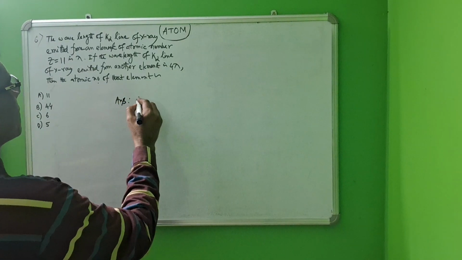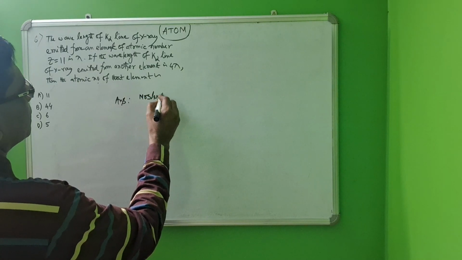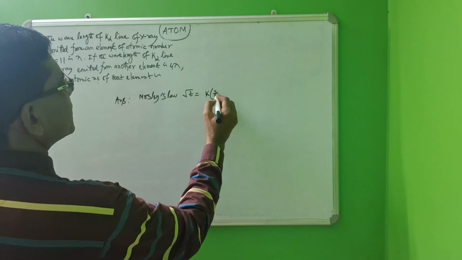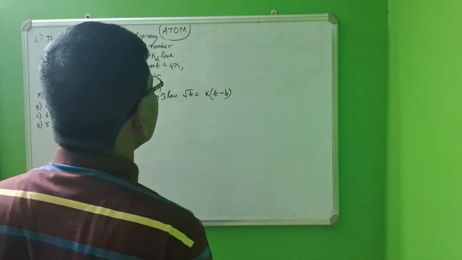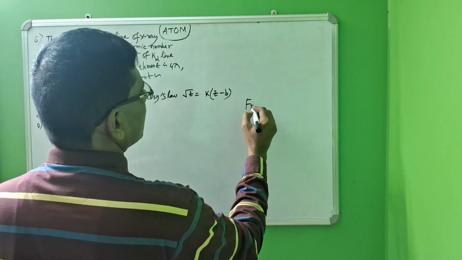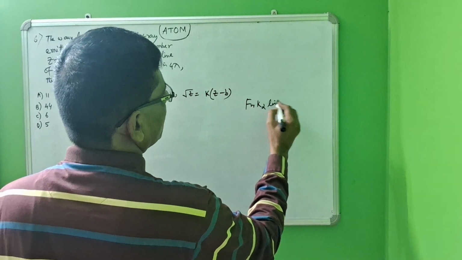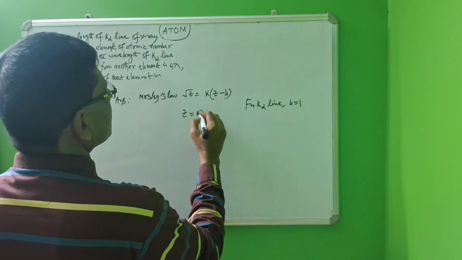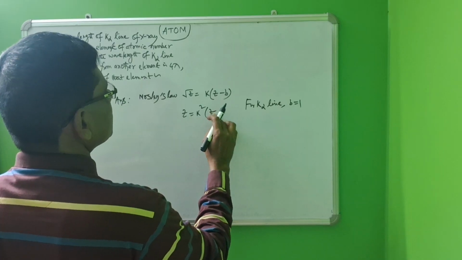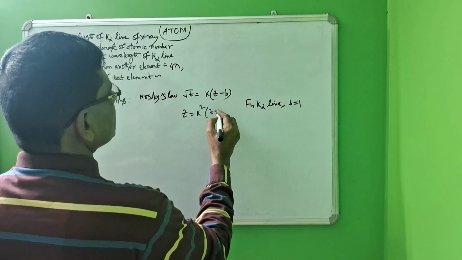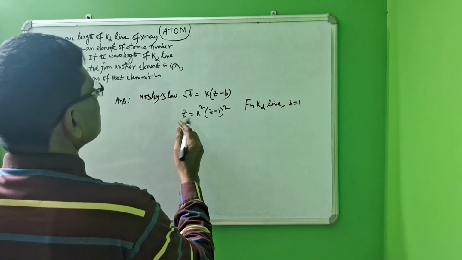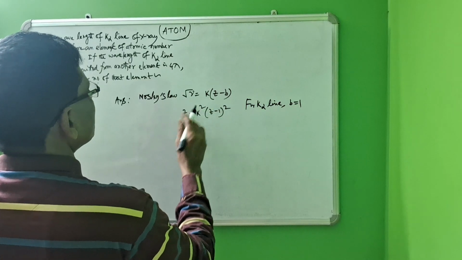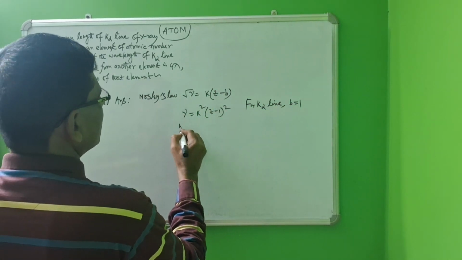Just using Moseley's law, root nu equals K times Z minus b. For K alpha line, we know b equals 1. So root nu equals K times Z minus 1. This is Moseley's law. So this is nu.